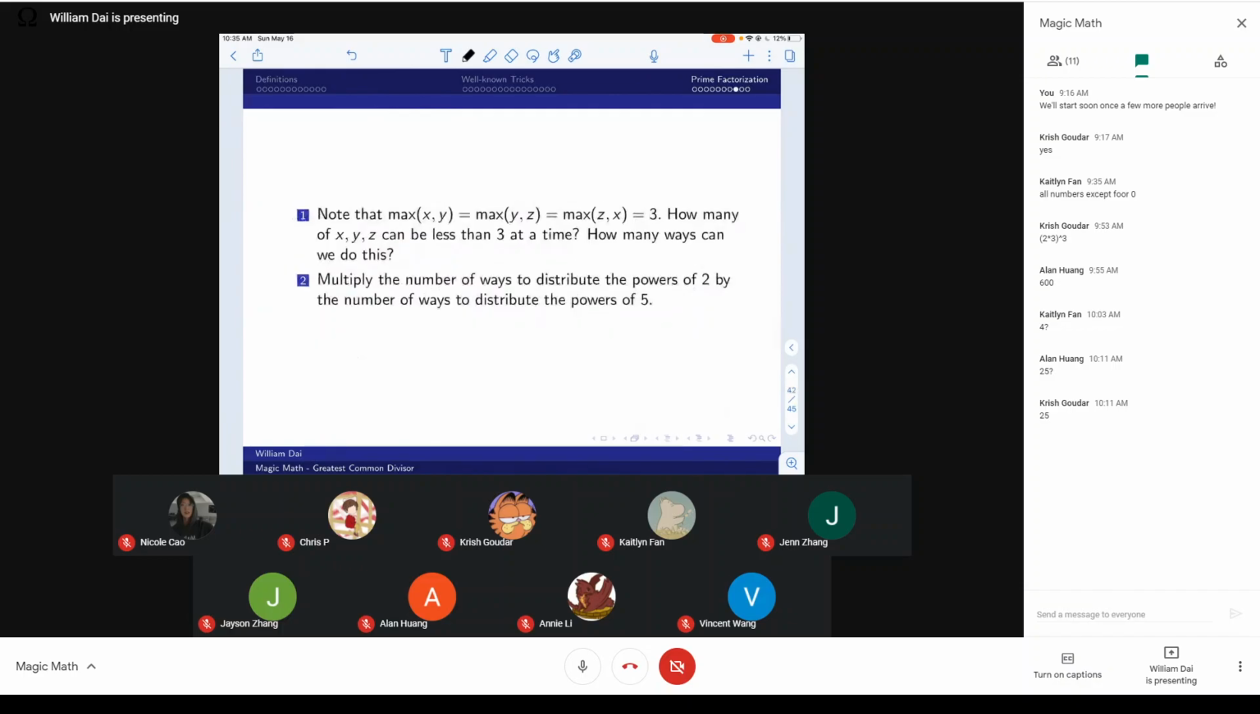And now we're going to look at the prime factors of 5. So all of them are 3, or 2 are 3. Well, okay, so at least 2 of them must be 3.